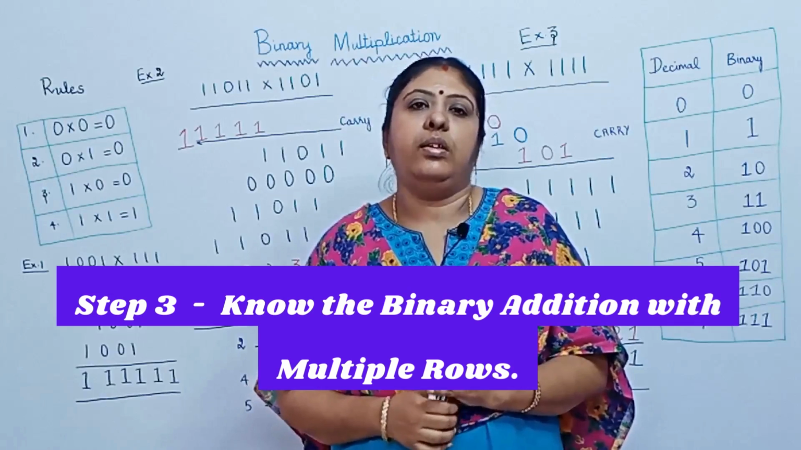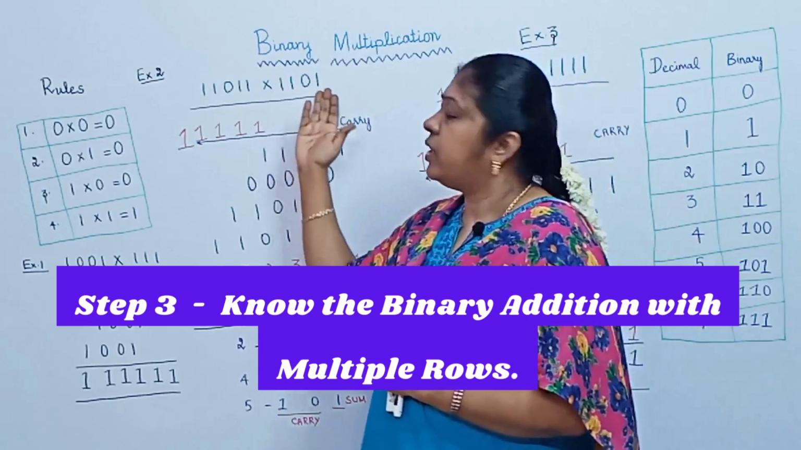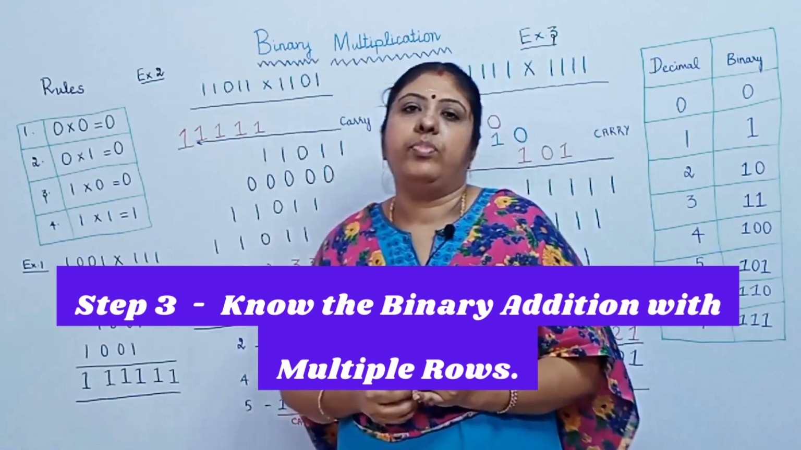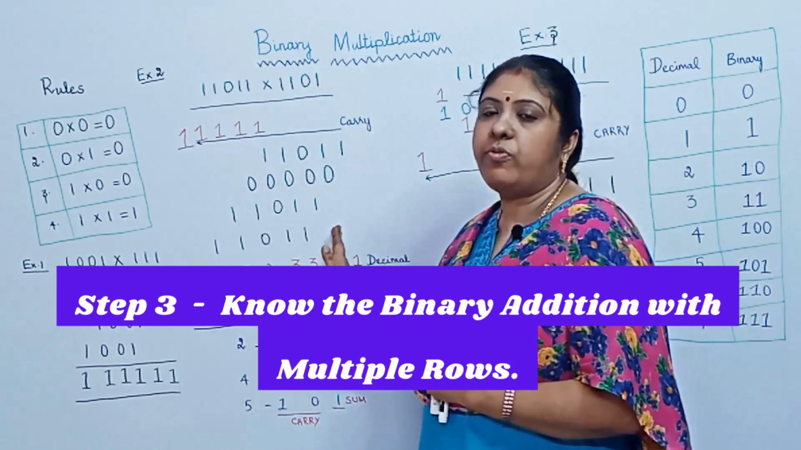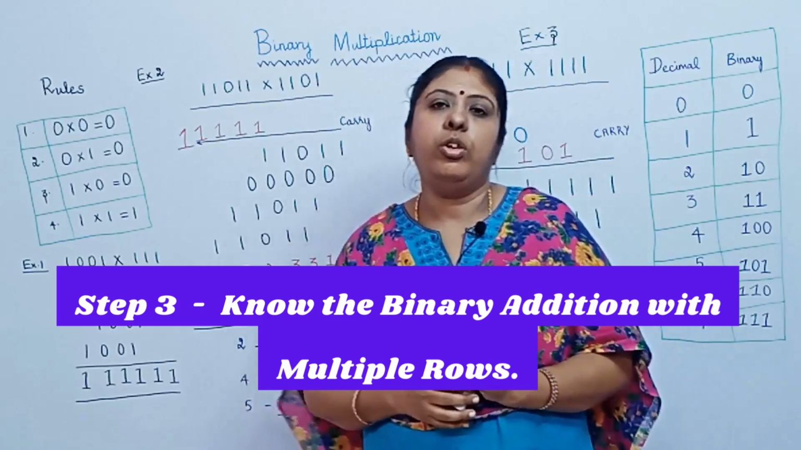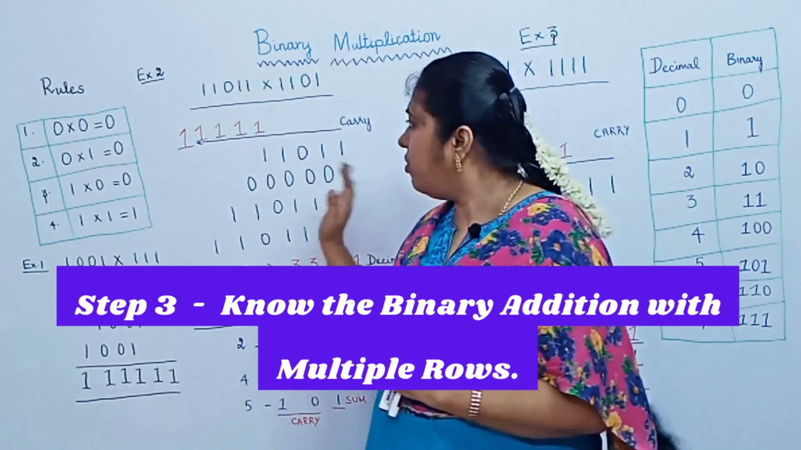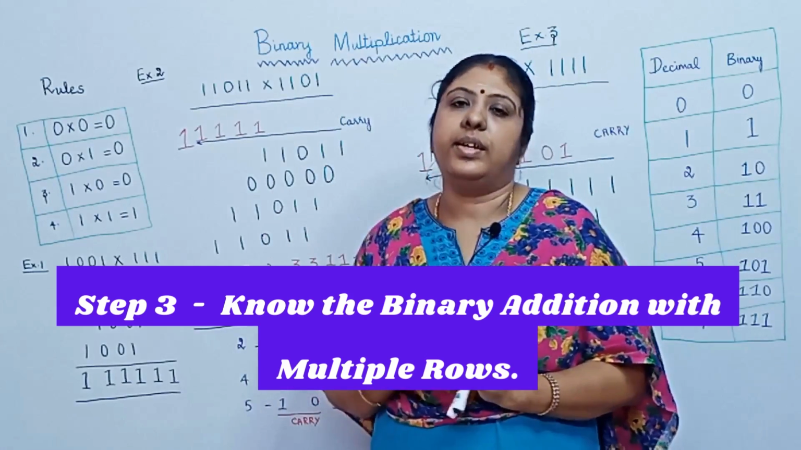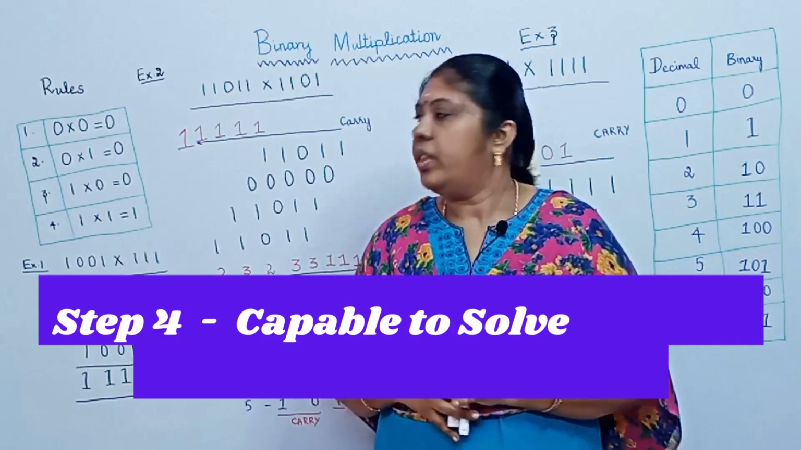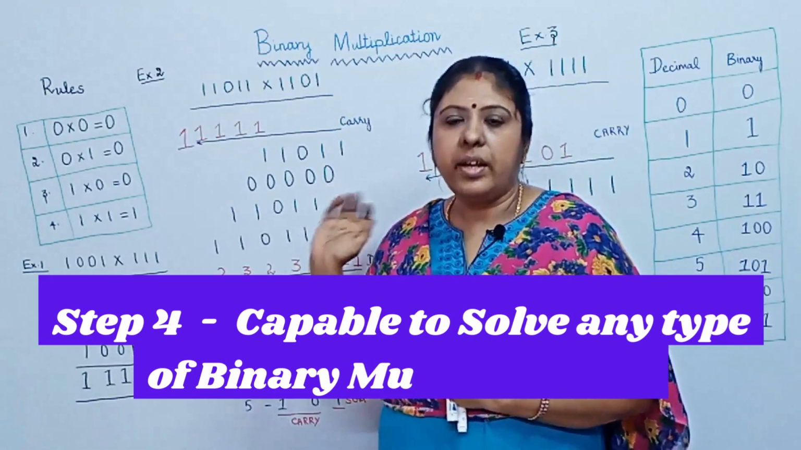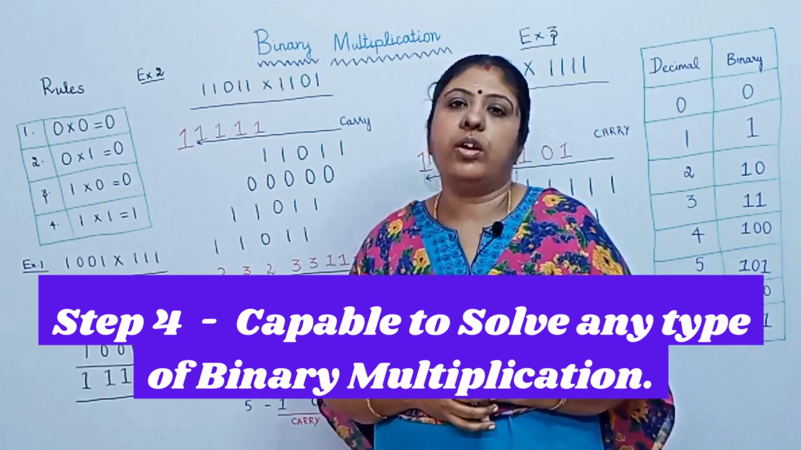This can be effectively useful when, suppose we want to multiply with a 4-digit binary, then you want to add 4 rows, or more than 4 or 5 rows. At that time, you want to know about binary addition with multiple rows. When solving example 2 and 3, I can explain it in detail. In step 4, by knowing all these rules, you will be able to solve any type of binary multiplication examples. Okay, now moving on to the video.